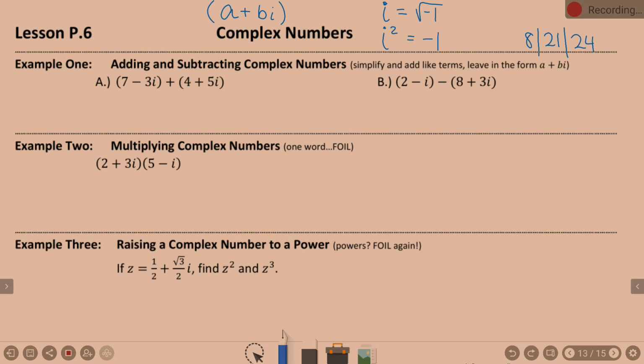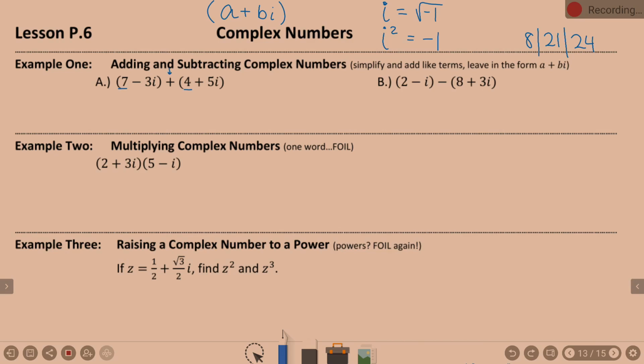Okay, so today is just a brief review, a whole bunch of different ways we can use these. Let's start basic. Example 1 is adding and subtracting complex numbers. You got a little hint there in your directions. 7 minus 3i plus 4 plus 5i. How do I do this? Just combine like terms. So with that in mind, what do we have? 11 plus 2i.